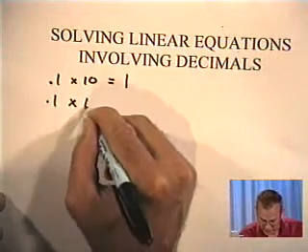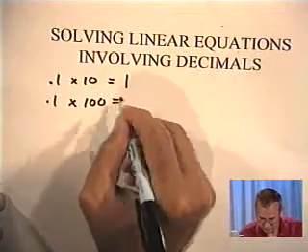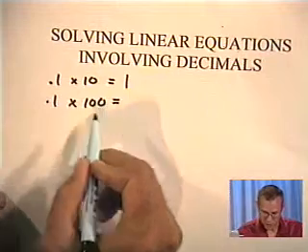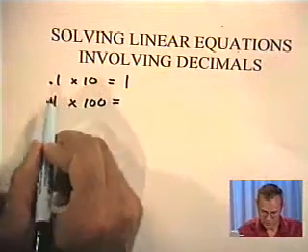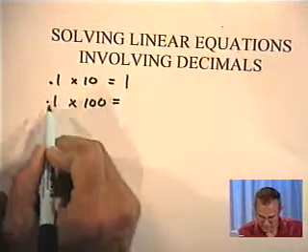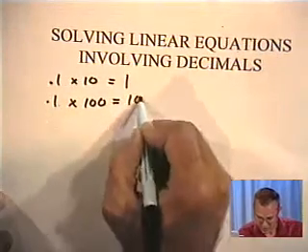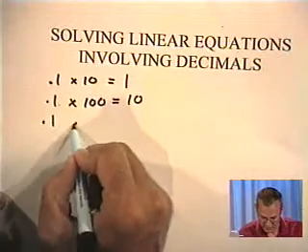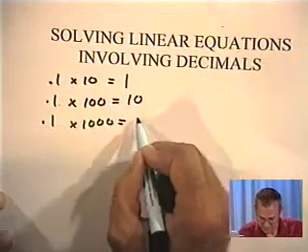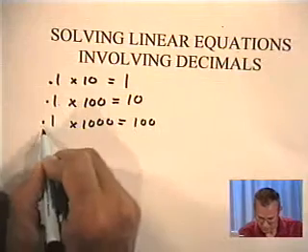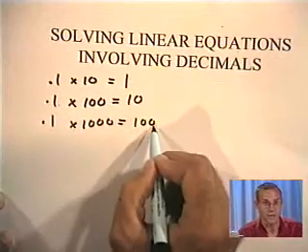0.1 times 100, well, this is 10 to the power of 2, which means I move the decimal 2 places over. So 0.1 times 100 is 10, etc. 0.1 times 1,000 would be 3 places: 1, 2, 3, or 100.